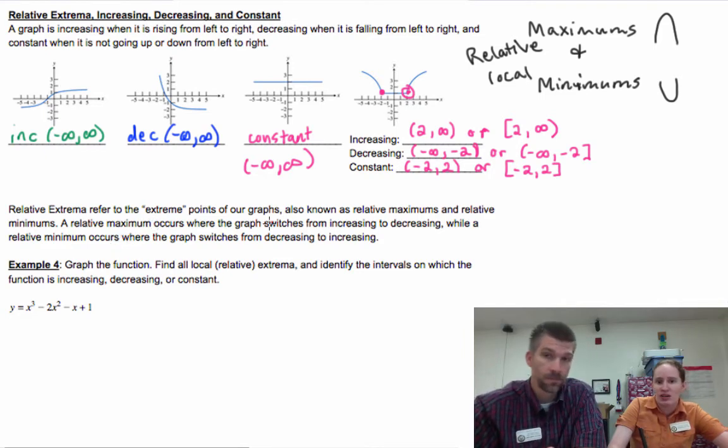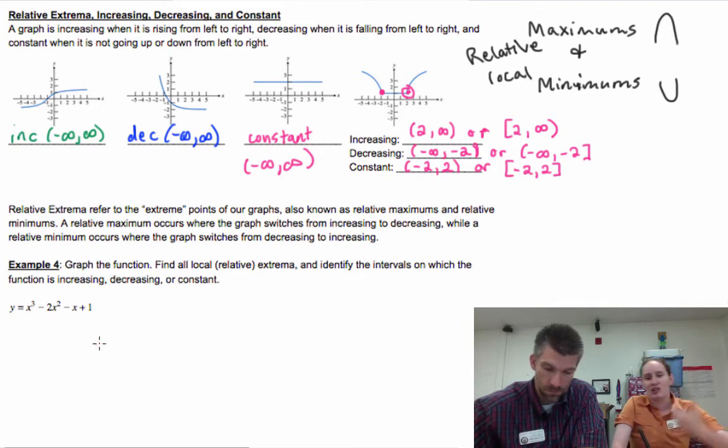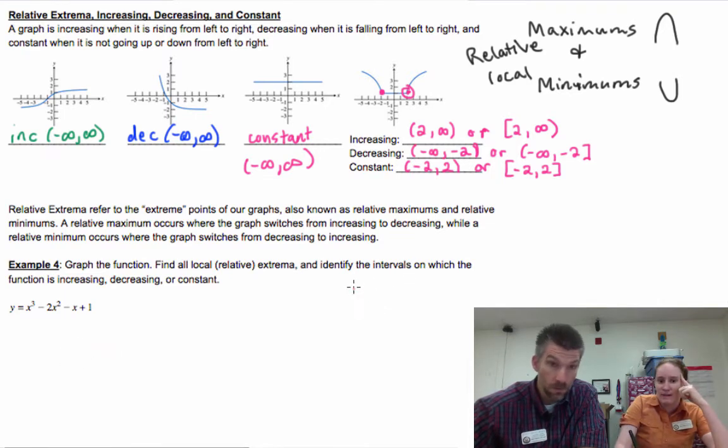So we already talked about this paragraph. Relative extrema refer to the extreme points of our graph, known as relative maximums and relative minimums, and how it switches. So let's graph this function, and we're going to find all the relative extrema, also known as local, and we'll also go ahead and identify the intervals on which the function is increasing, decreasing, or constant. Those two things go hand in hand. If we're asked increasing, decreasing, or constant, but not asked to find the maxes and mins, we're still going to end up finding them to figure out where the point is that they switch.